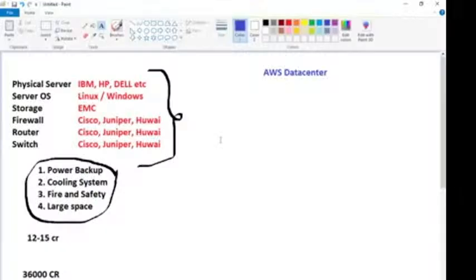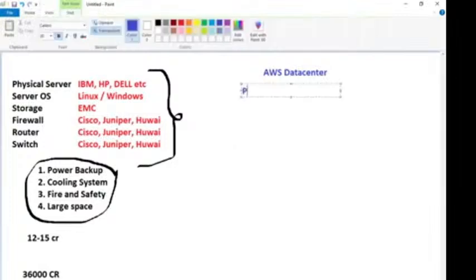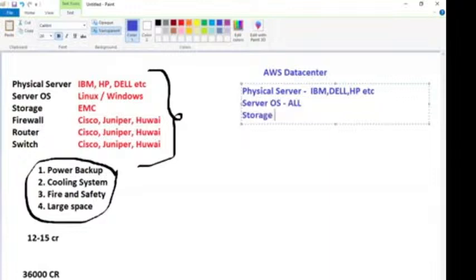We have physical servers. Physical servers from which company? IBM, Dell, HP, etc. Okay. In our physical location also, we have the same companies. In cloud also, we have the same companies. Server OS, all server OS, storage, any size, firewall, router, switch. From which company? Amazon can take firewall, router, and switch from Cisco or Juniper or Huawei, etc. So from the same companies, they can take all the resources, right?